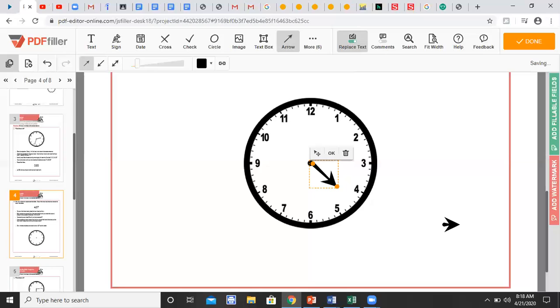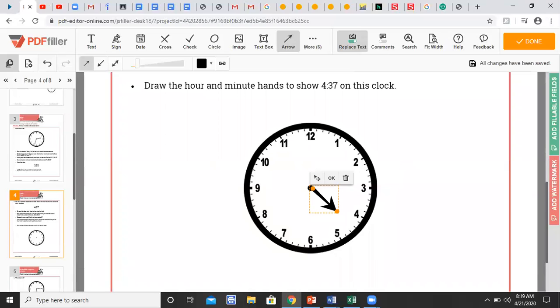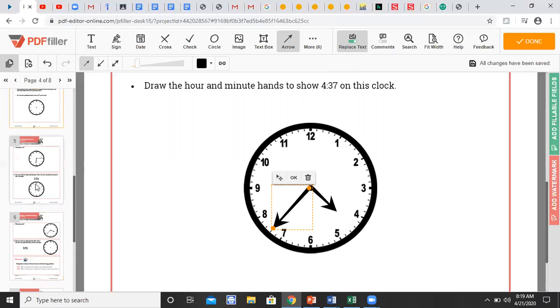Okay, for our long hand, which is our minute hand, boys and girls, we're going to count until we get to 37. So let's count together. 5, 10, 15, 20, 25, 30, 35, 36, 37. So that is where our minute hand will go. 4:37. Okay, let's do the student guided practice.